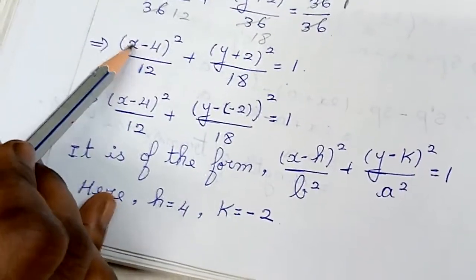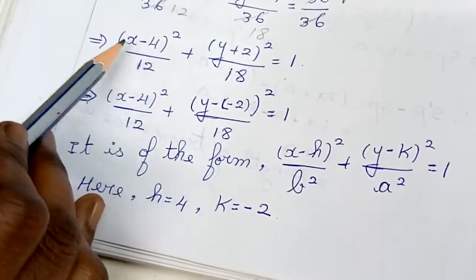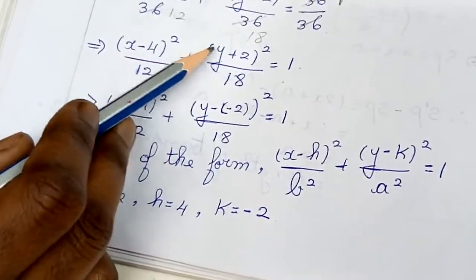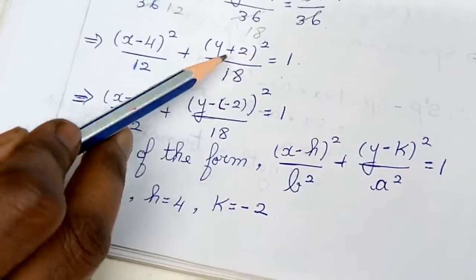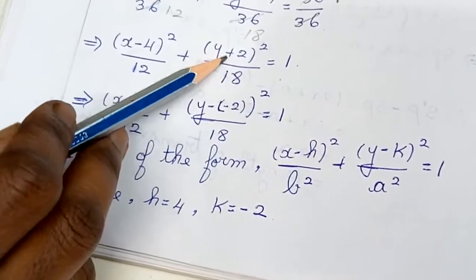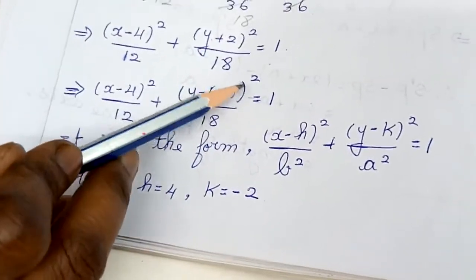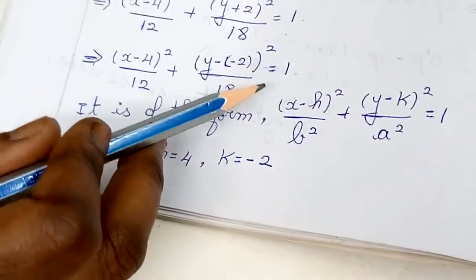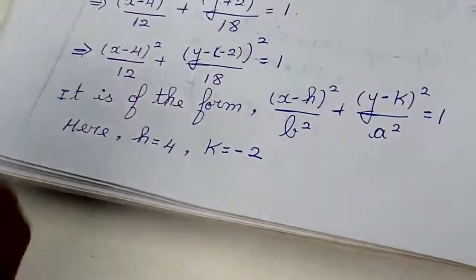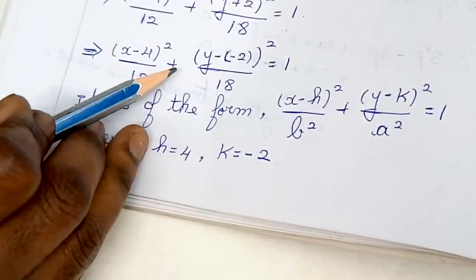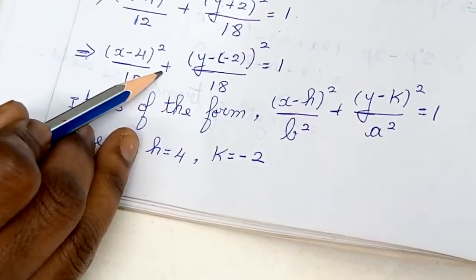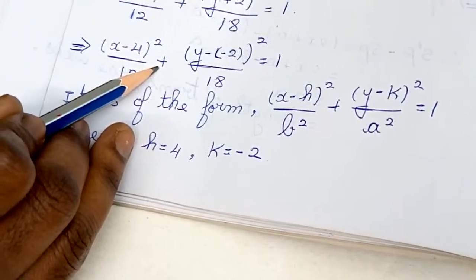Inside x, your format is going to be x minus h the whole square plus y minus k the whole square. Since I have to get a negative sign inside, this positive I am writing as minus of minus 2 the whole square by 18 equal to 1. Now I am just finding out the equation here. Middle you are having positive, so it is going to be an ellipse.